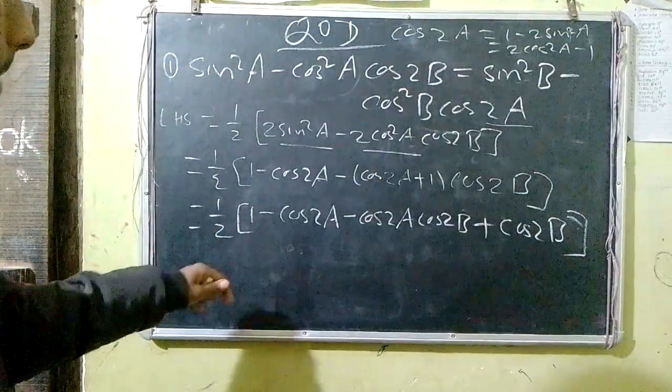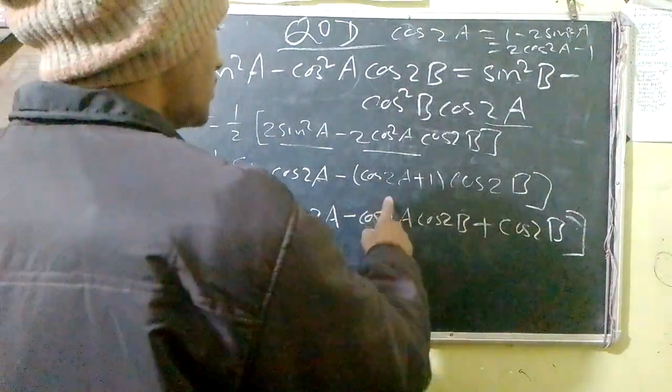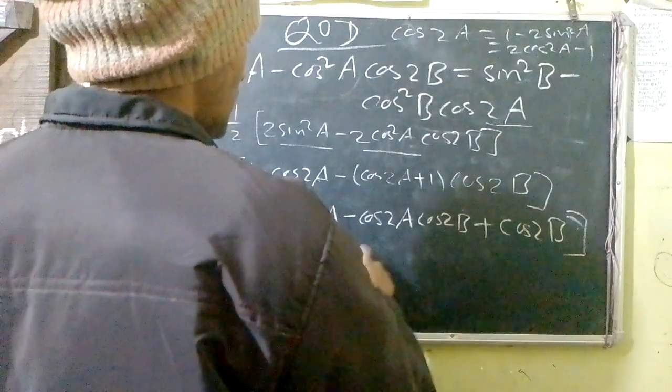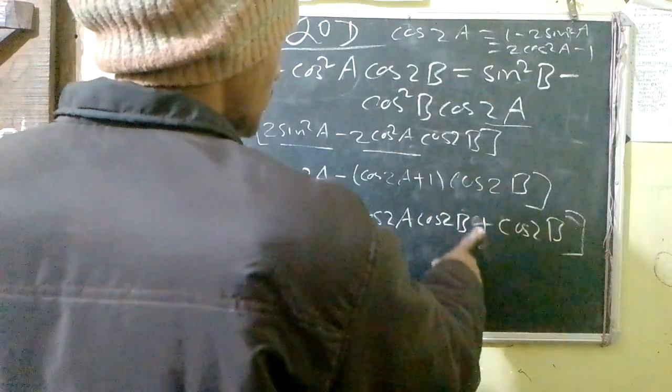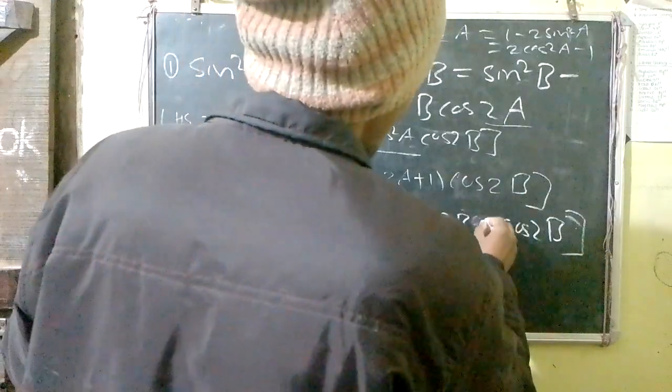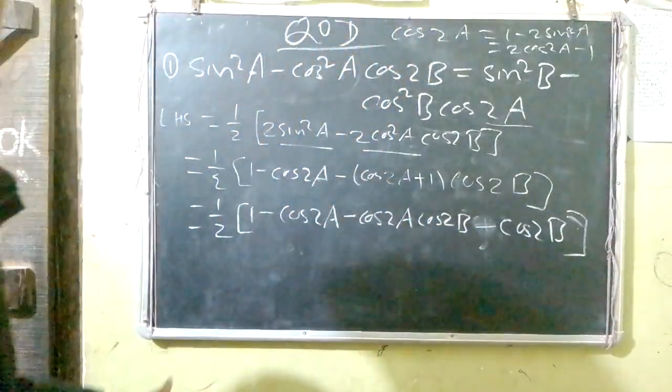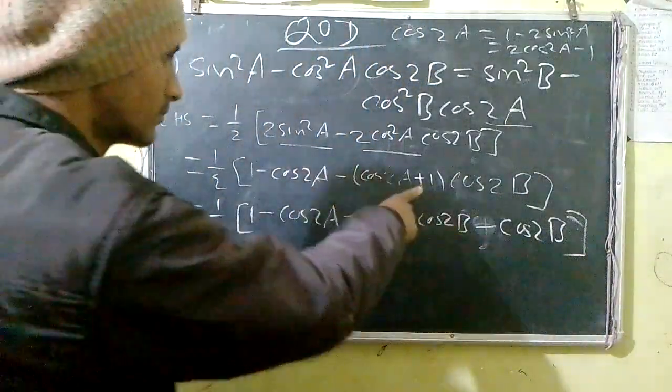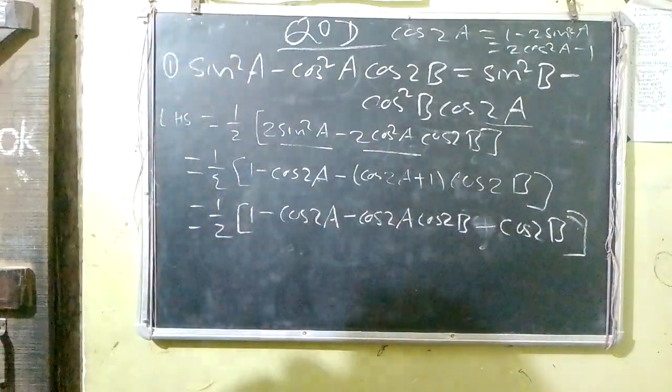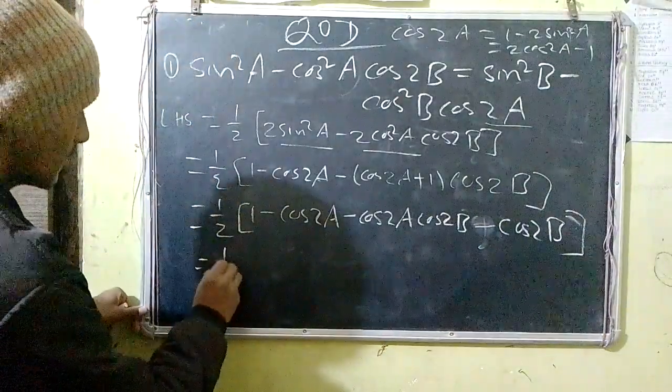Is that right? Have I done the calculation right? Cosine 2A, cosine 2B, and plus, no, it should be minus. I knew that I had done the calculation wrong. I had a feeling. Because it's minus cosine 2B. Now, half.